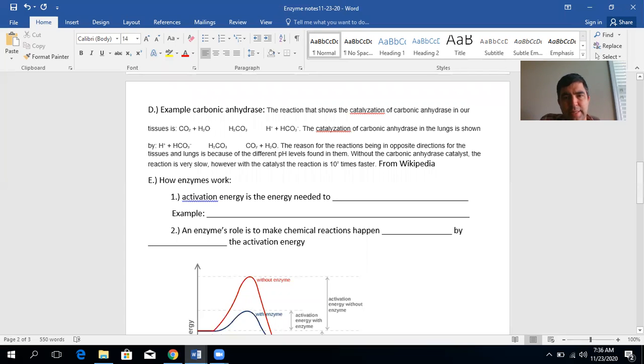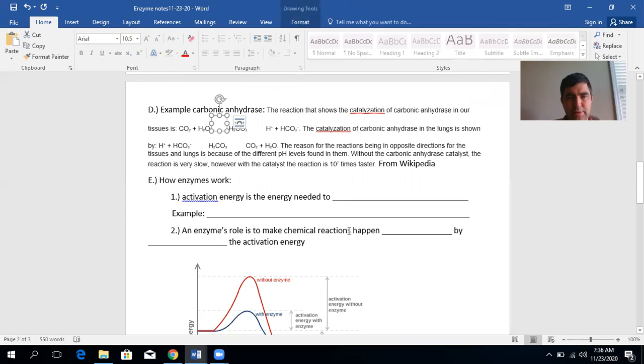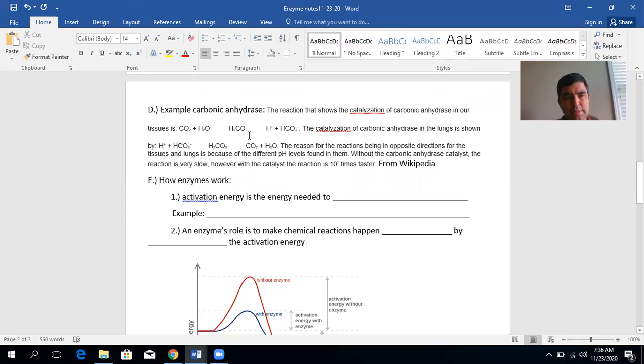The reaction shows the catalyzation of carbonic anhydrase in our tissues. CO2 plus H2O. What does it produce? It's an arrow supposed to be. Produces carbonic acid here. Okay. The catalyzation of carbonic acid in the lungs is shown as this. And so it takes this and it turns it back into this.